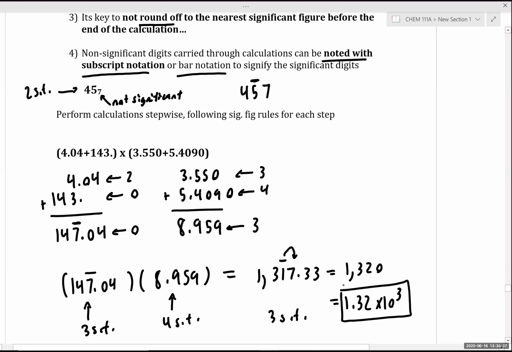Wait, so why is it 3 sig figs for 147.04? Because after our first operation, we have a number that should have 0 decimal places. So we note that this 7 is the last significant digit. So this 147, what this bar is saying is that after the bar, those digits are not significant. So the 1, the 4, and the 7 are significant. So in total, we have 3 significant figures. Does that make sense?